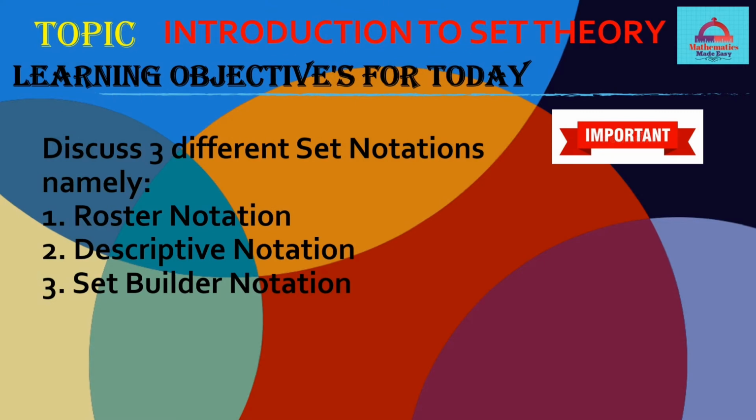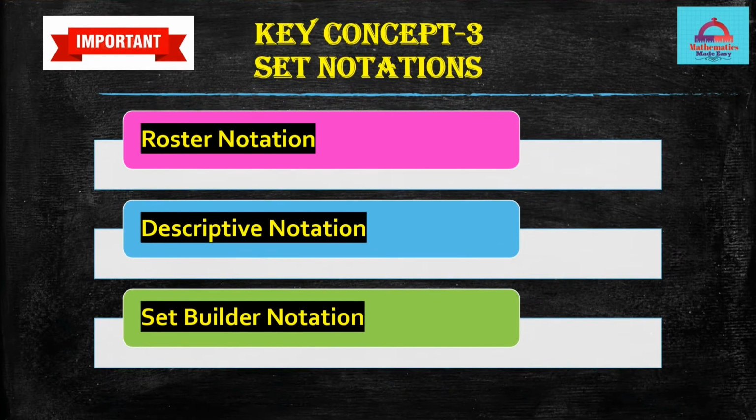Let's get to know the learning objectives for today's session. The learning objectives of today's session are going to be primarily about discussing the 3 different kinds of set notation in which you can write the elements or you can describe the set. So firstly, we are going to look at the roster notation. Thereafter, we are going to look at the descriptive notation, and finally we are going to see what is the set builder notation in which we can write the set. The key concept for today would be these 3 set notations.